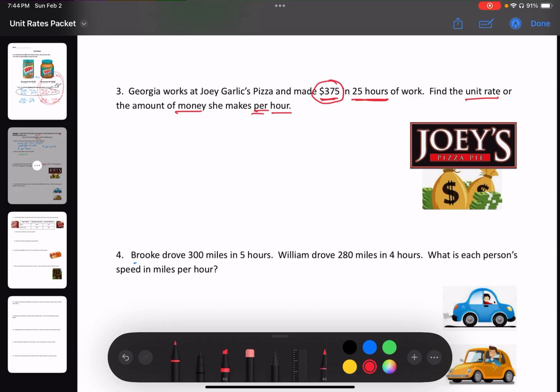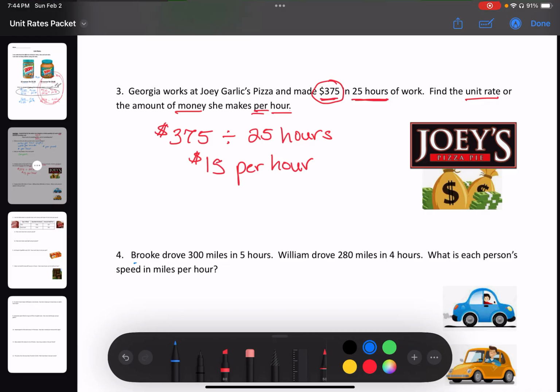So if we follow the order of the words given in the question, we are going to divide the $375, the money, divided by the hours, the 25 hours. When we use our calculator and do that calculation, we should get $15, which means she made $15 for each hour that she worked, or $15 per hour.